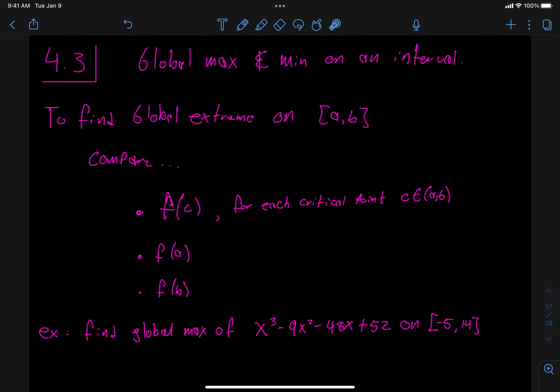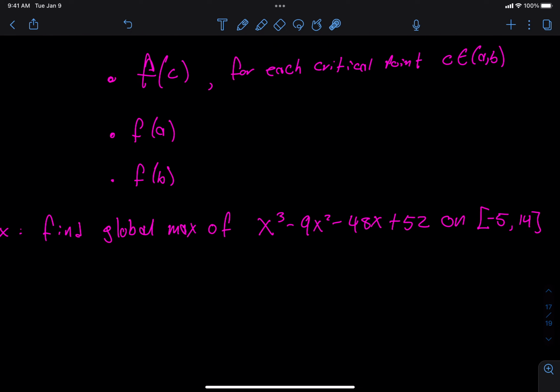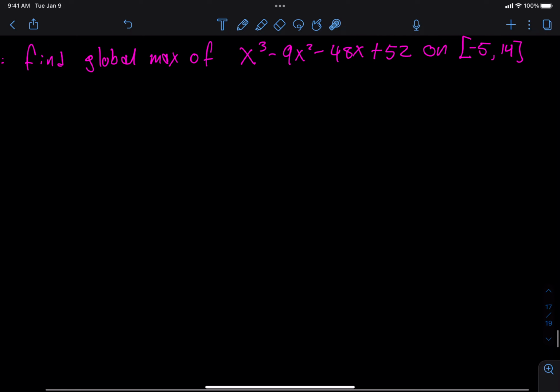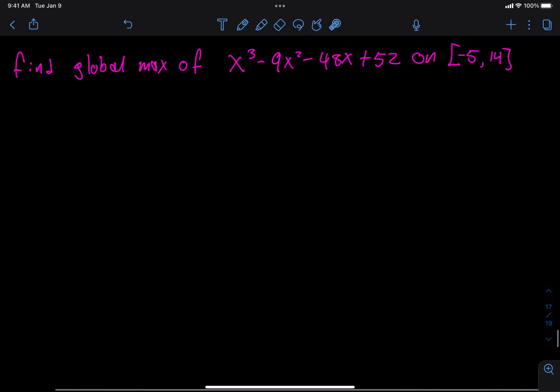All right, so let's work on this group exercise, okay? So I'm going to set you all free to try to find the global max of this function between -5 and 14, and Jacob and I will walk around to help as needed.